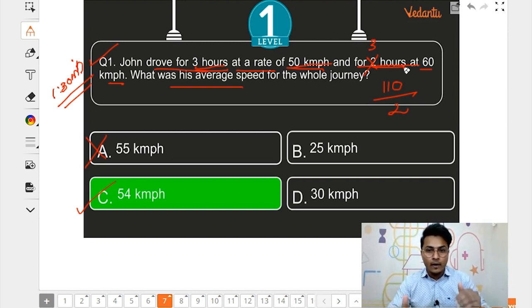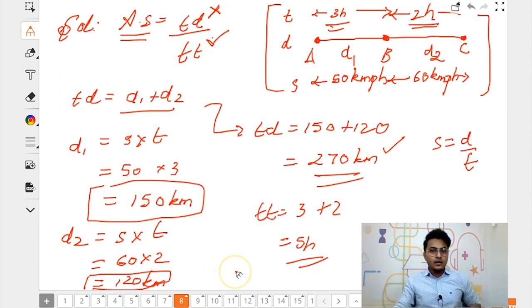Keep on doing. Come on, 30 more seconds left. Follow the same procedure that we did right now. I'll give you the scenario again. Follow the same procedure. Find out the total distance. Find out the total time taken. And then you can proceed to the answer.